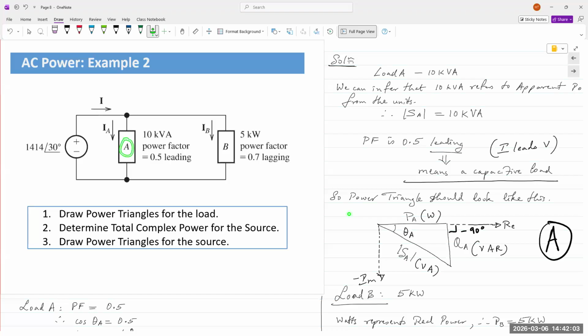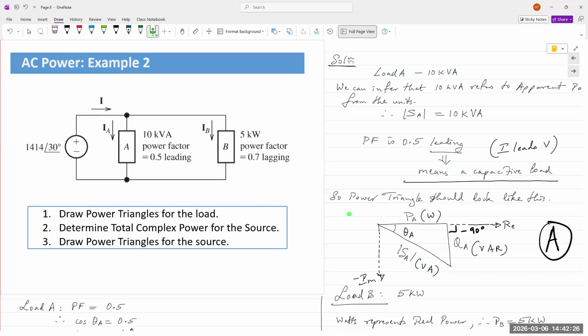Power for load A is given as 10 kVA, with a power factor of 0.5 leading. For load B, 5 kilowatts with a power factor of 0.7 lagging. And we are asked to draw power triangles for the loads, to determine the total complex power for the source, and to draw power triangles for the source.